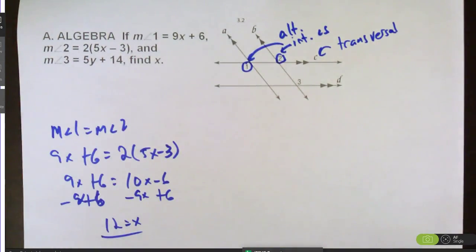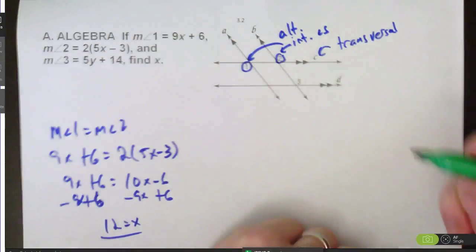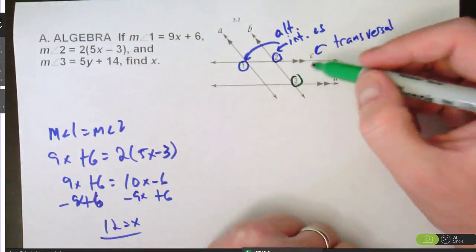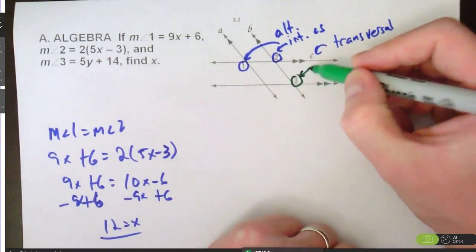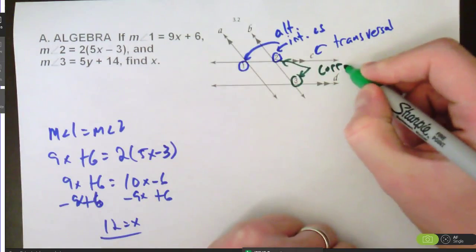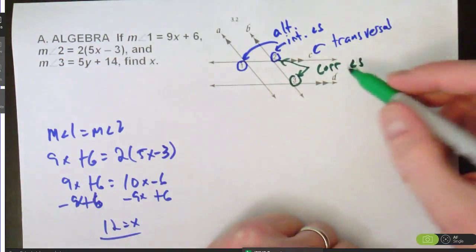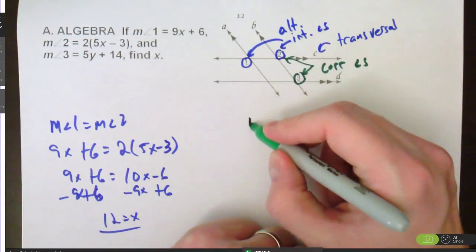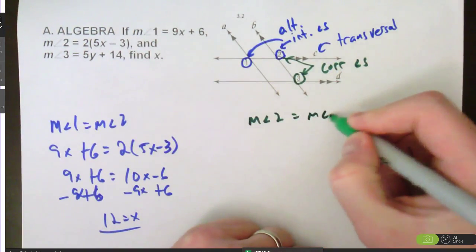Now the problem also has this angle 3 in it. I didn't do anything with angle 3, but I can work with angle 3 as well, and we'll just verify the answer we got. The key is that angle 3 here forms a special angle pair type with angle 2. Angle 3 and angle 2 are a pair of corresponding angles. And we already said that corresponding angles have to be congruent, so 2 has to be congruent to 3. So the measure of angle 2 now has to equal the measure of angle 3.